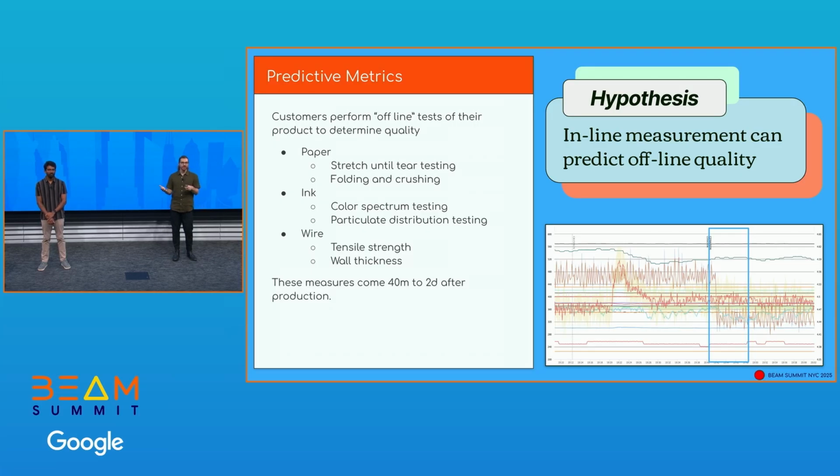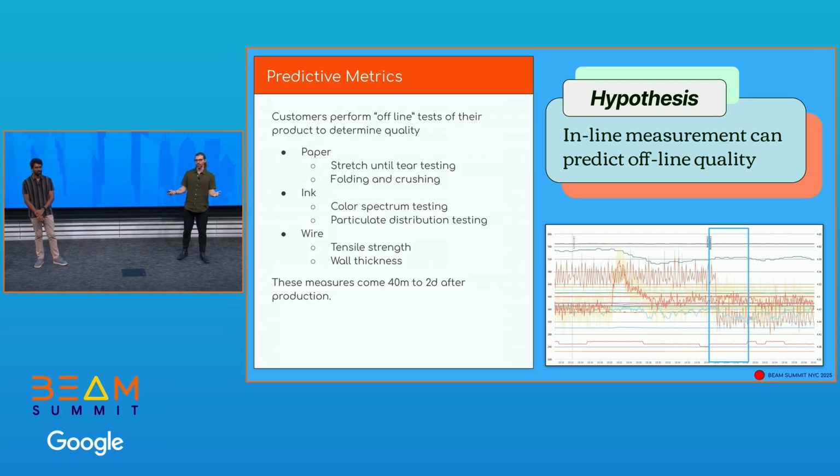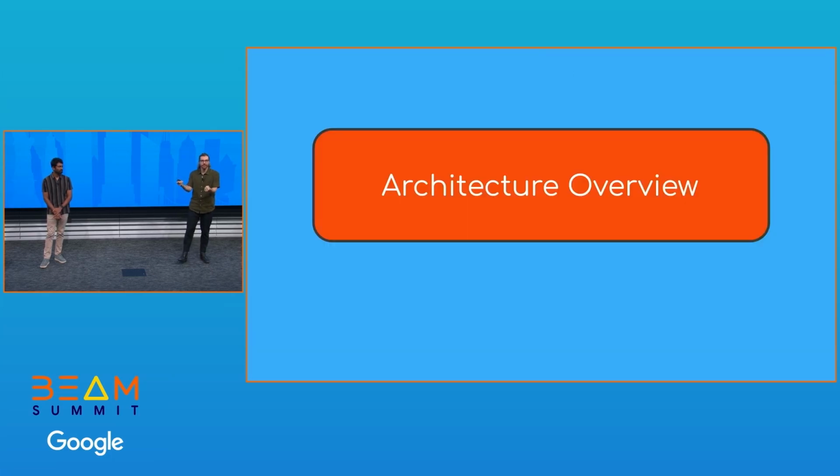And some of these tests happen 40 minutes after the manufacturing of the batch. Sometimes they're 2 days after the manufacturing of the batch. So there's a really high value to being able to predict what these values are going to be based on the process conditions in advance. And so our hypothesis was that we could do inline measurement to predict offline quality and use Apache Beam to, in real time, collect these metrics, build a rolling window of features, and then score them against a model and predict what that offline quality test is going to be.